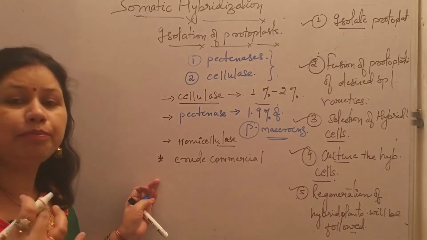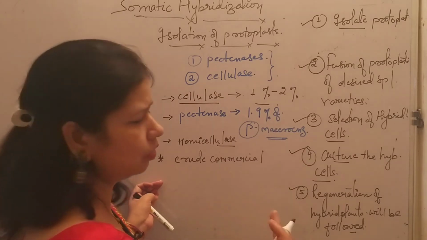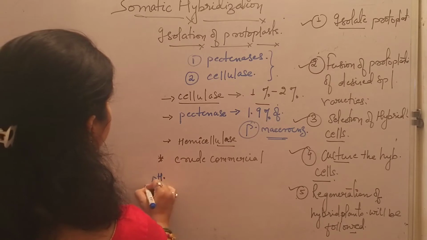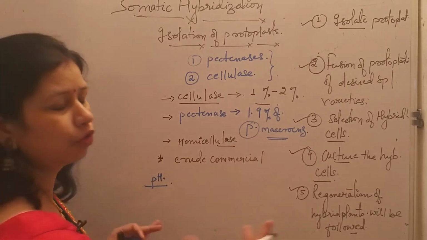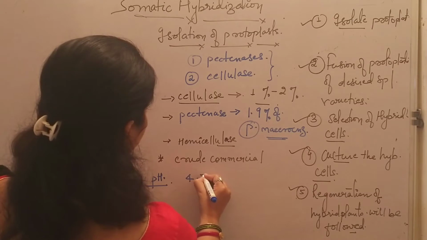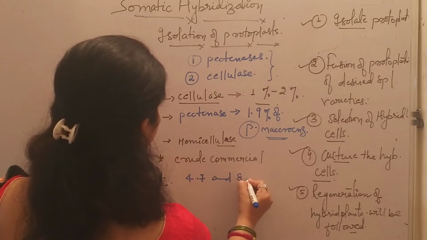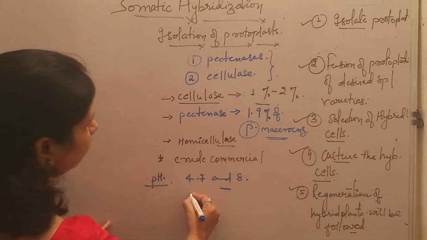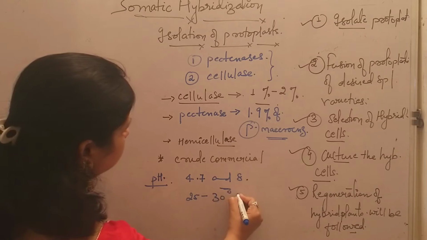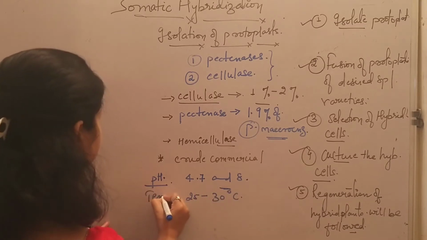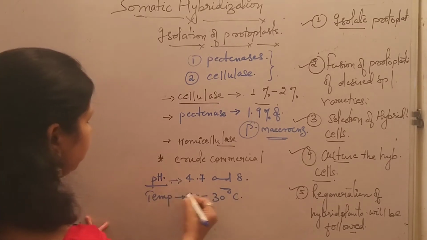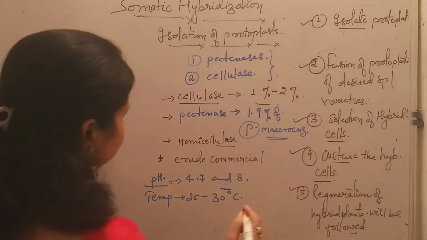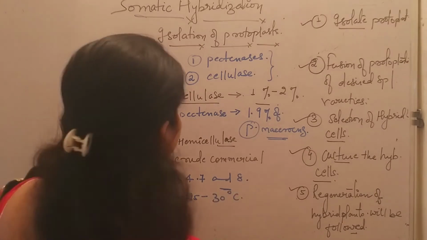Now, what about the pH of the enzyme mixture or enzyme solution? Generally the pH is adjusted between 4.7 and 8. And what about temperature? Temperature is set between 25 to 30 degrees centigrade or Celsius. So, pH is about 4.7 to 8 and temperature is about 25 to 30 degrees centigrade.